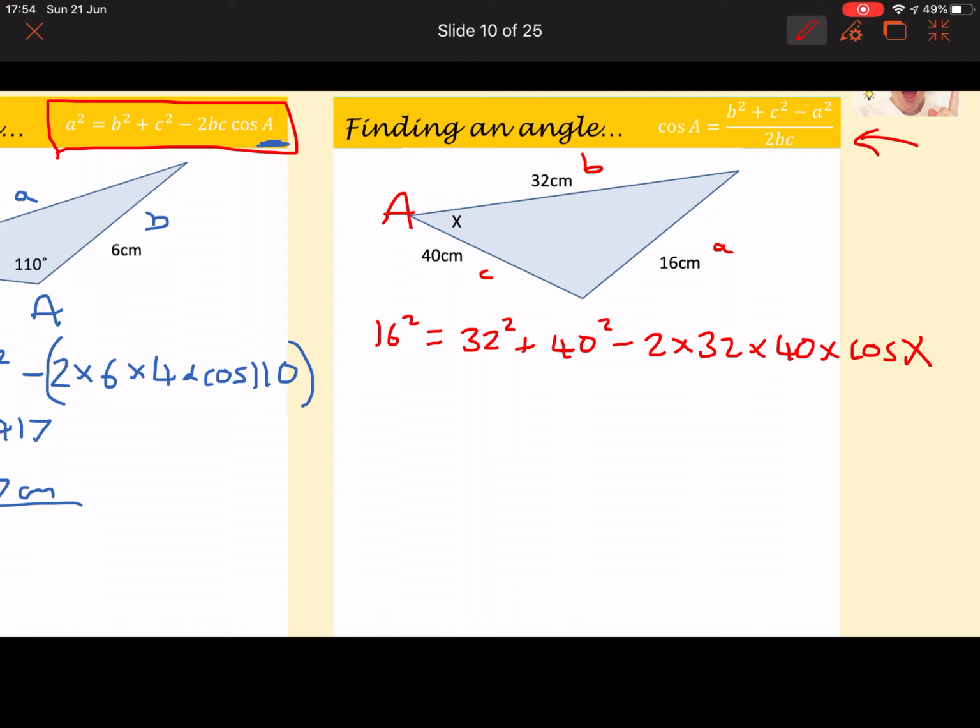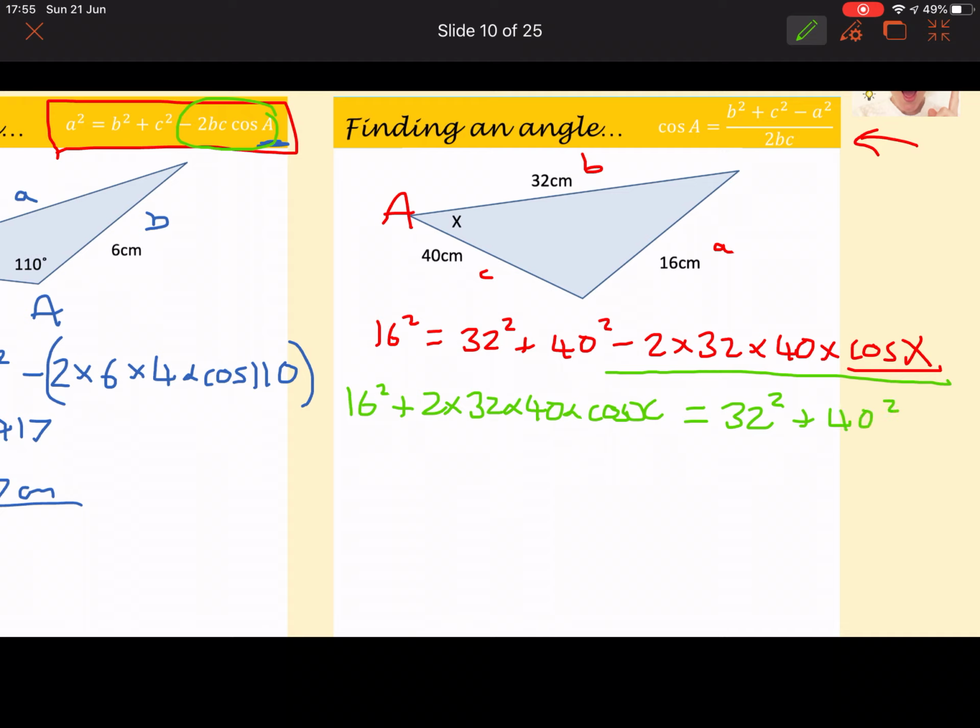Alright, now we're trying to get this bit isolated on its own. It's all a little bit nasty. Because we've got a negative in that, I would suggest straight away just taking the whole of this bit over to the other side. It's easier to see in the formula up here, minus 2bc cos A. So let's add 2bc cos A. So on this side I end up with 16 squared plus 2 times 32 times 40 times cos of x equals, and I've still got on this side 32 squared plus 40 squared.